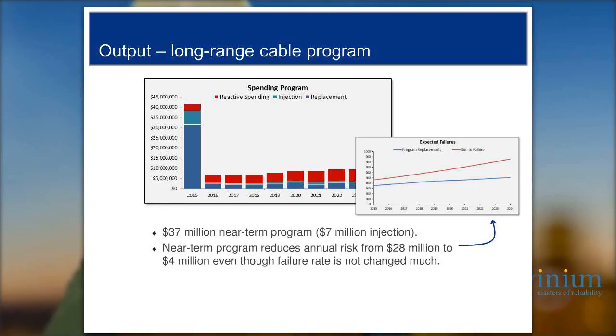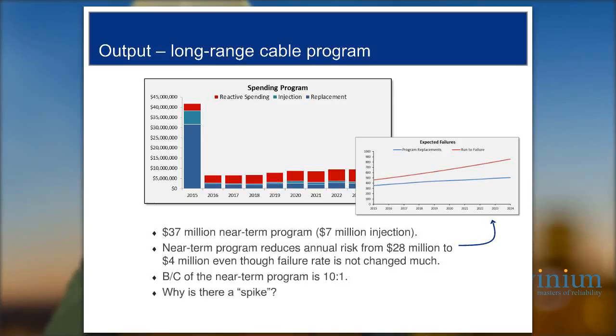But you can see in the next year, the failure rate doesn't change all that much, yet we eliminate almost all the risk, from 28 million down to 4 million. And the reason is that we're focusing on those most critical cables where the consequences of failure would be very high. So it turns out that for this example, the benefit-cost ratio of the near-term program is about 10 to 1. So it's an extremely cost-effective program, one that easily passes muster with executives or regulatory bodies because the benefit to customers is so high compared to the cost of the project.